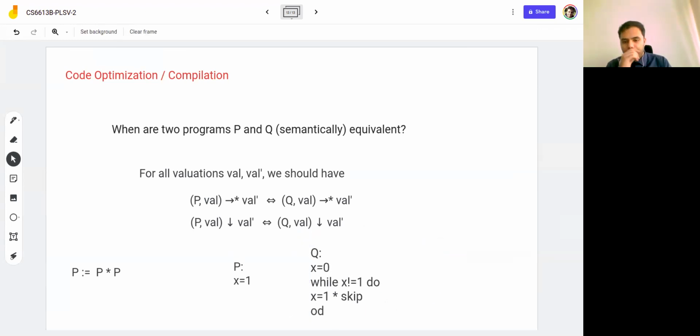Okay. So are these two programs equivalent? Can you put Q in place of P as a compiler, or can you put P in place of Q?